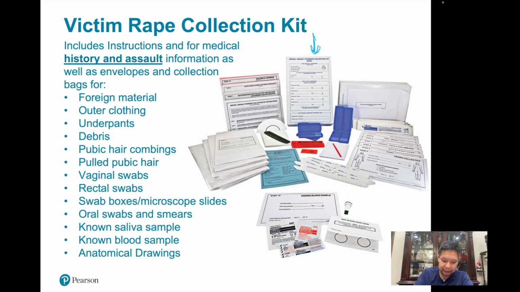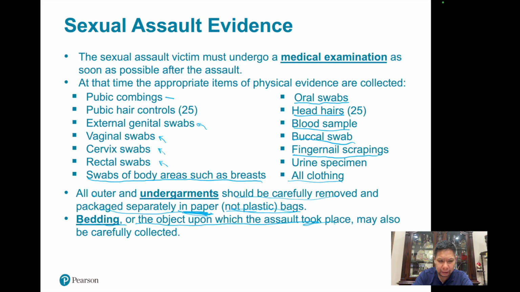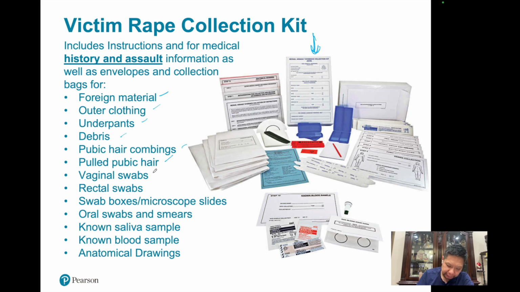And again, what's in this rape kit, right? We have evidence collection bags for foreign material, for outer clothing, for underpants, debris, pubic hair combings, pulled pubic hair, which are the pubic hair standards, right? Or controls. Vaginal swabs, rectal swabs. We also have swab boxes and microscope slides for looking at the sperm under the microscope, oral swabs and smears, saliva samples, blood samples, and also anatomical drawings from the victim showing where they were assaulted.